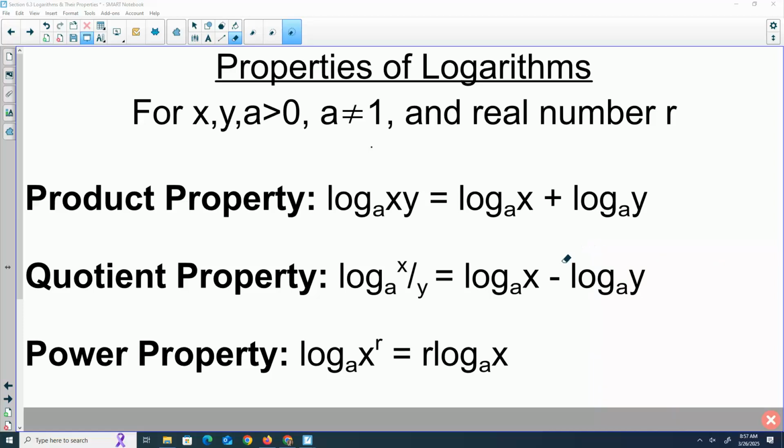Because it's related to the exponential, and an exponential always has a positive base and is equal to a positive number.